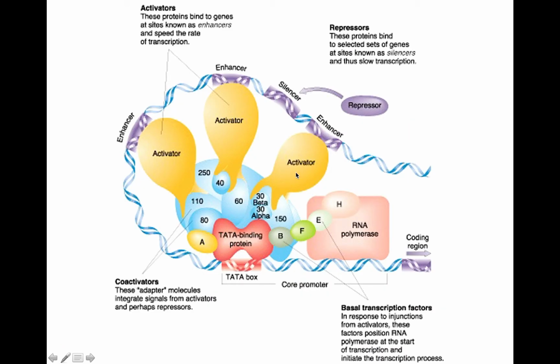Here's another diagram indicating that activators bound to enhancers, several different activators or the same activators bound to repeated enhancers, that are at great distance away from the TATA binding protein, which has activated RNA polymerase, and it's going to start transcribing right here at the start site of transcription.